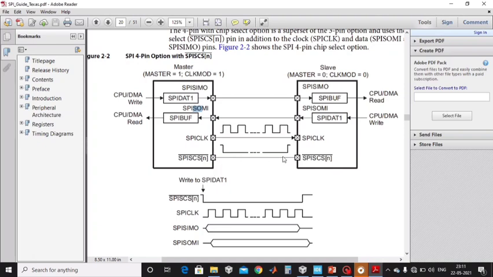So the chip select pin is different for all the devices which are connected on the SPI bus. Suppose there is SPI device 2. For that device, clock will be common, SPI SOMI pin will be common, SPI SIMO pin will be common, but for chip select there will be another pin from the master which will go to slave device 2. If slave device 3 is also there, clock and all data pins for slave device 3 will be common, but this chip select pin will be different.